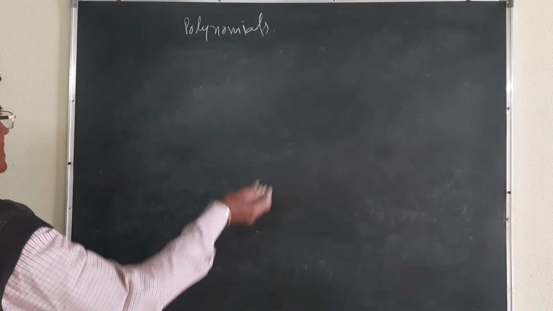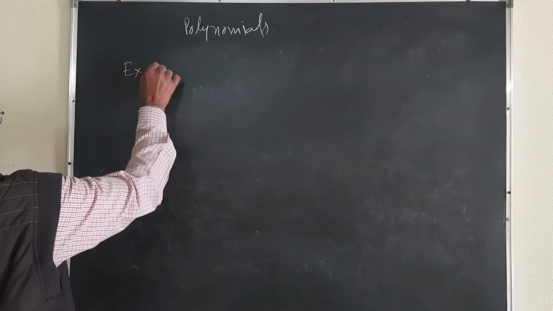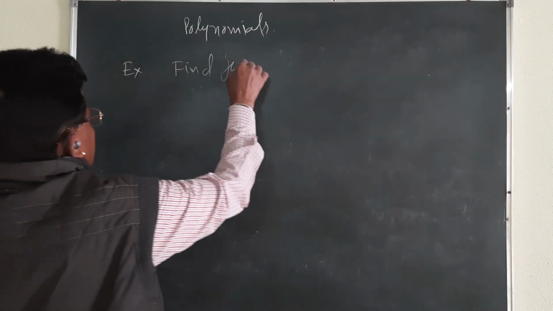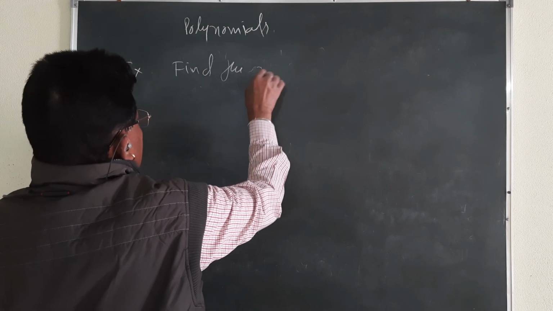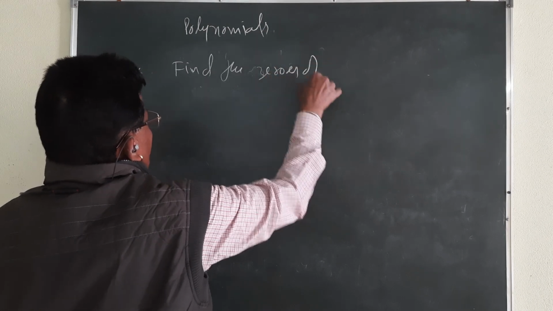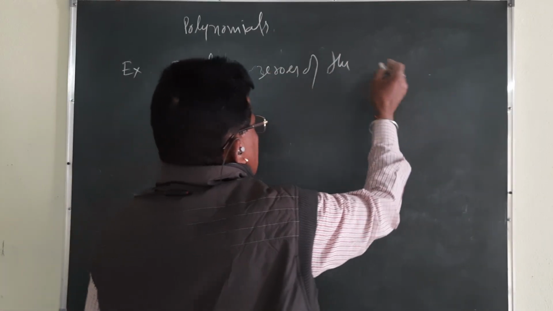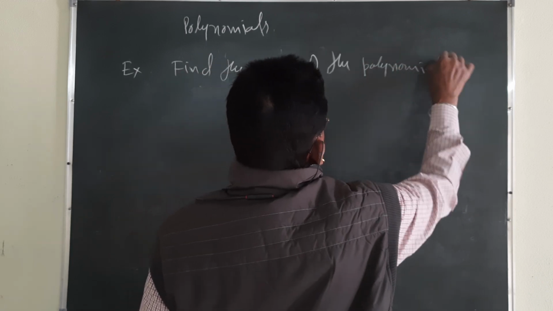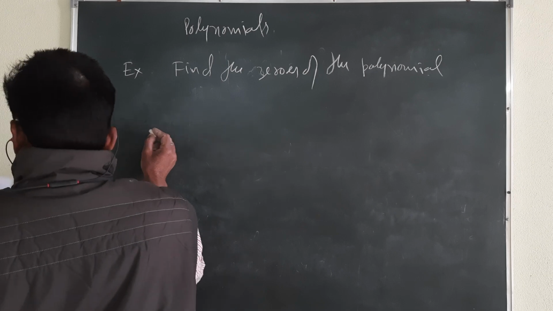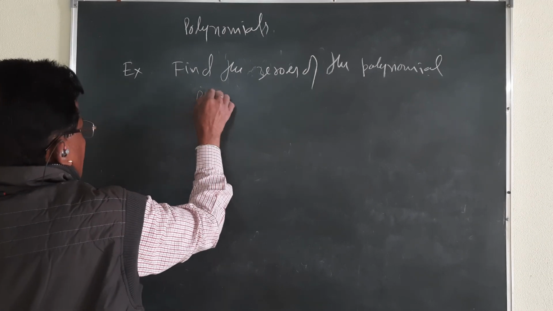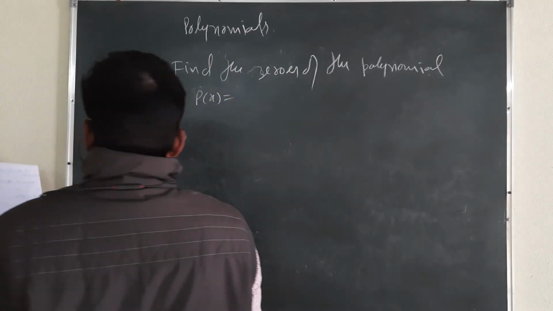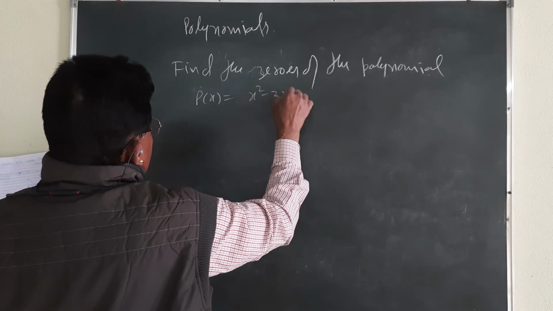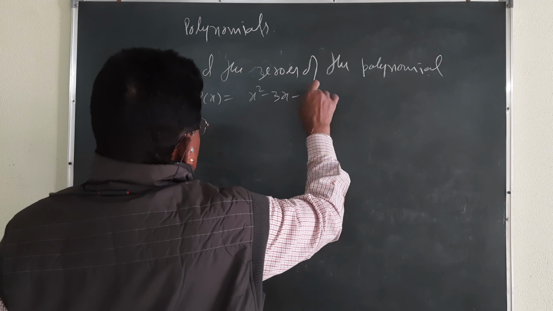My dear student, I am taking one example, one question. See, find the zeros of the polynomial. This is a quadratic polynomial. I am taking the polynomial equal to p(x) = x square minus 3x minus 4. Very important fact.